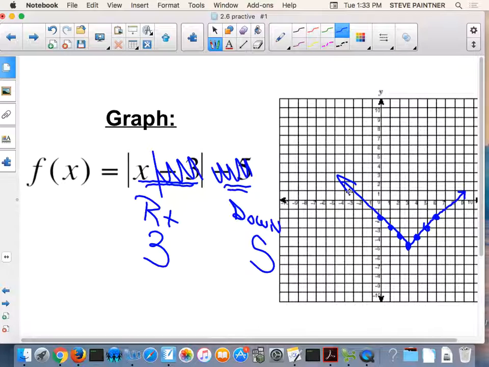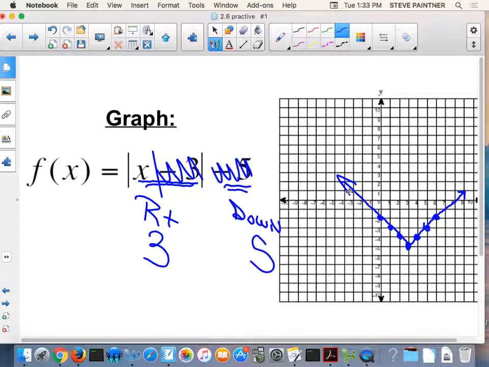It's not hard to slide the vertex around, but you've got to know what the -3 meant, and you've got to know what the -5 meant. Okay? If you don't know, you're just guessing, and your absolute value will end up over here, over there, and it's not supposed to be. Okay? Oh, we have questions about this, don't we?